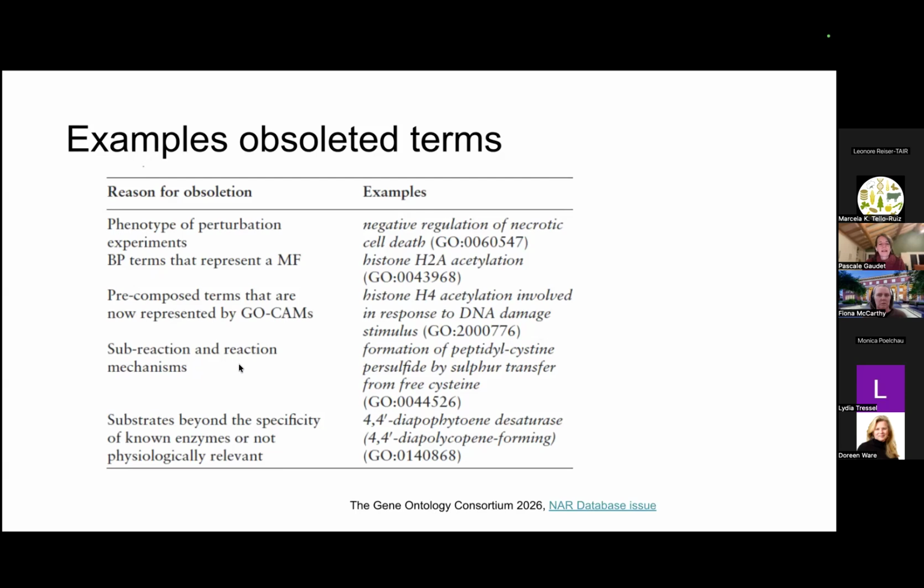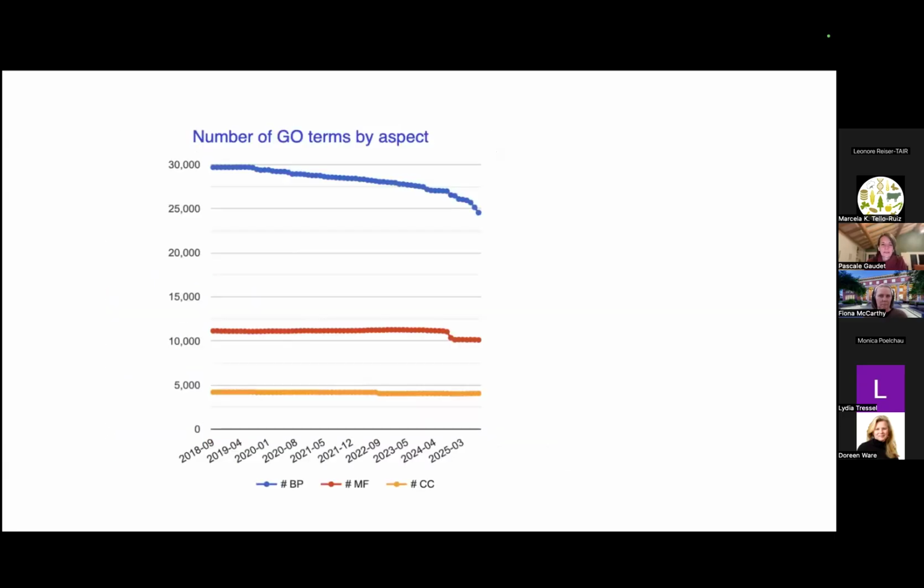There's also subreaction and reaction mechanisms. So, like we don't capture the sulfur transfer from cysteine. This is no different from the actual enzymatic reaction. And there's also very specific substrates that no enzyme has this specificity. So we now provide the specificity in the input in the model or in the annotation extensions.